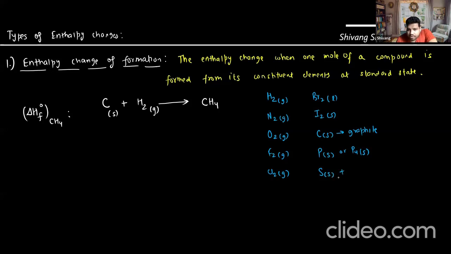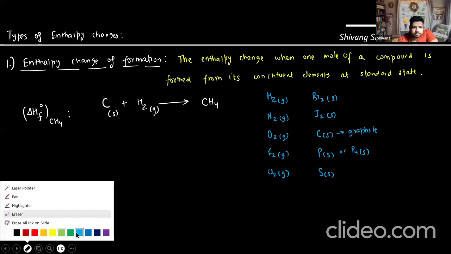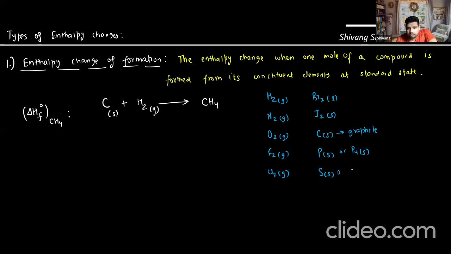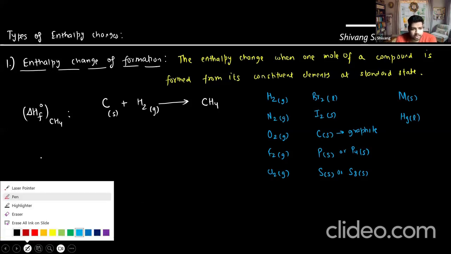S is sulfur solid or S8 solid. Then all the metals are solid except for one metal which is liquid, and that's mercury. Okay. So these you have to remember. The questions are going to be from these elements only. Fine. Let's try to write one down.